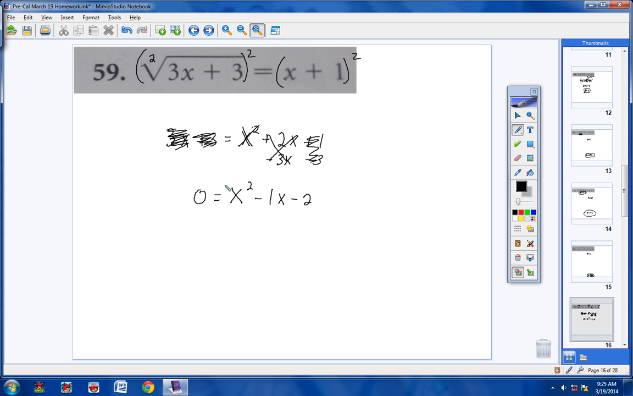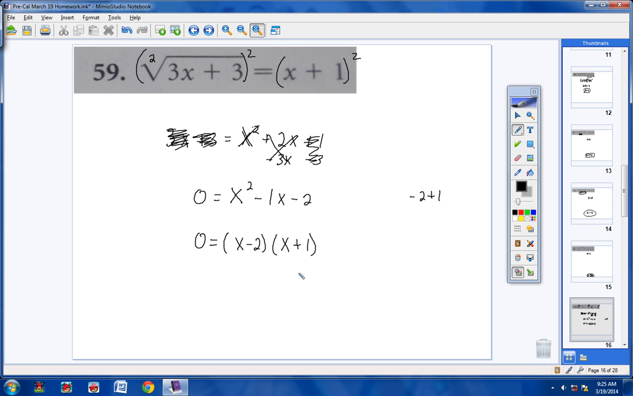Notice you have a trinomial with a lead coefficient of 1. So you say to yourself, what two numbers multiplied together give you a negative 2, and when combined, give you a negative 1? Well, I'm going to use these two numbers right here. If you multiply these two numbers, you'll get a negative 2. If you combine these two, you'll get a negative 1. So 0 equals x negative 2, x positive 1.